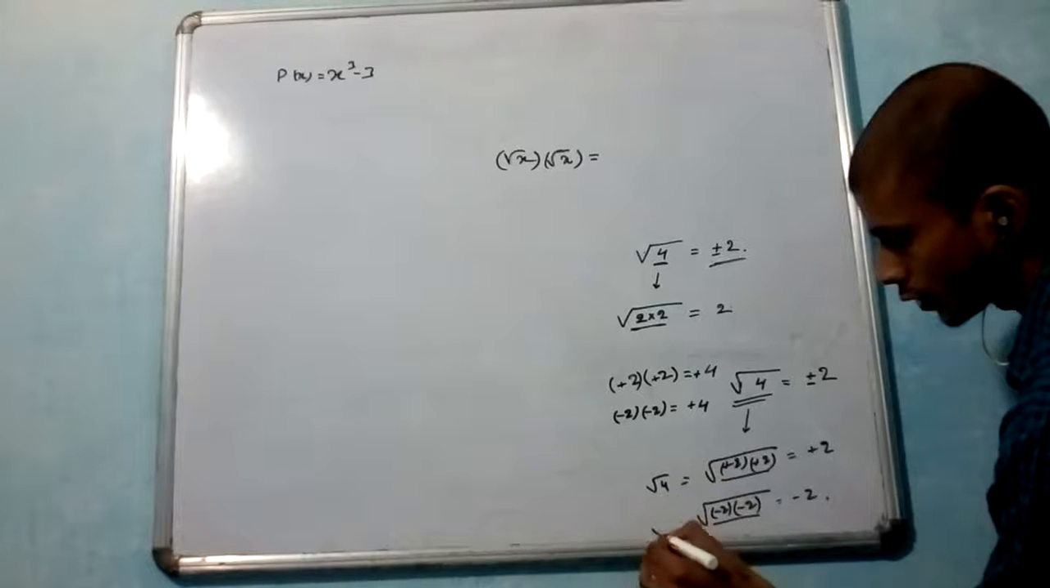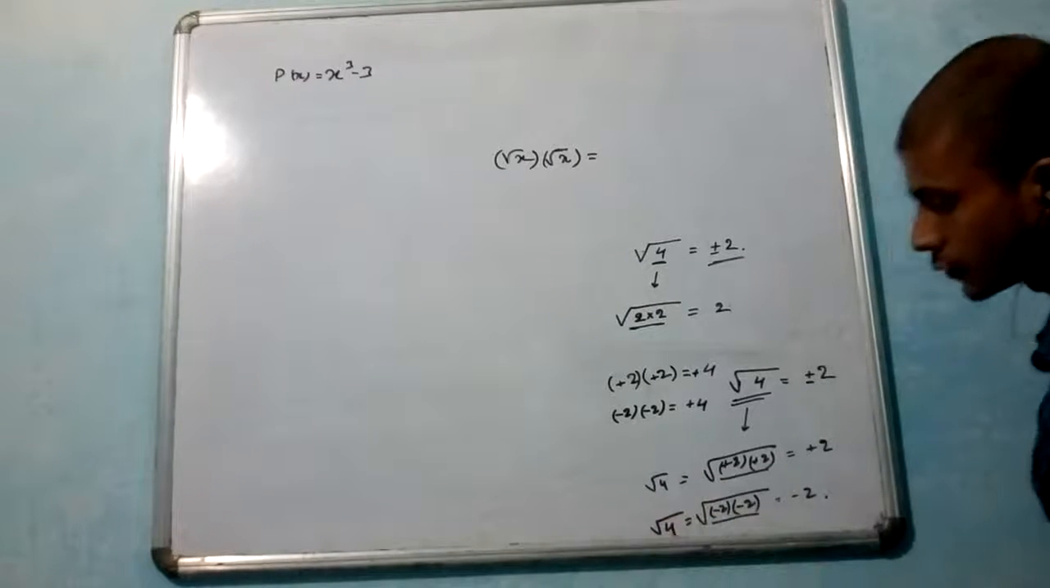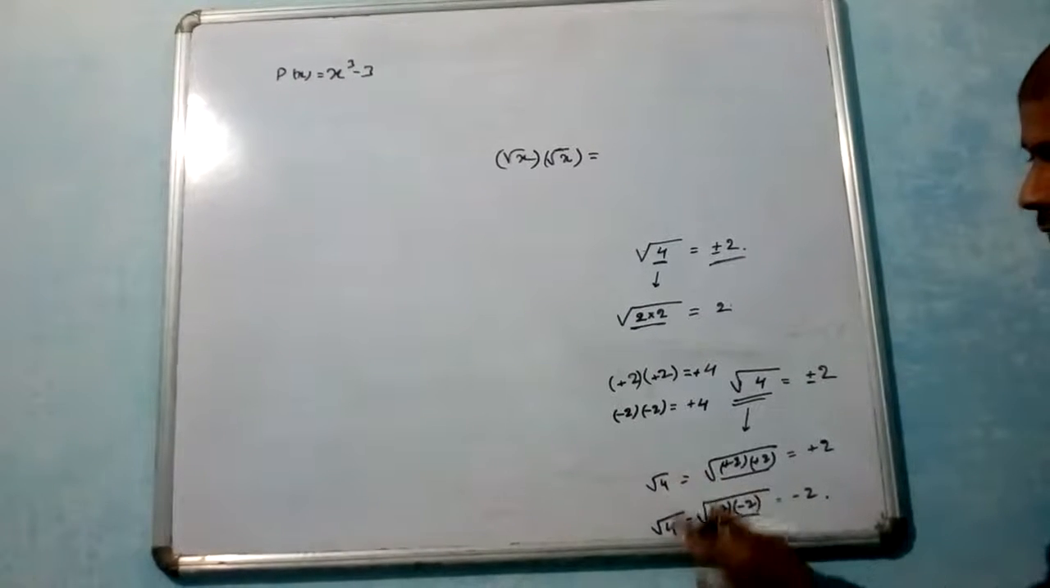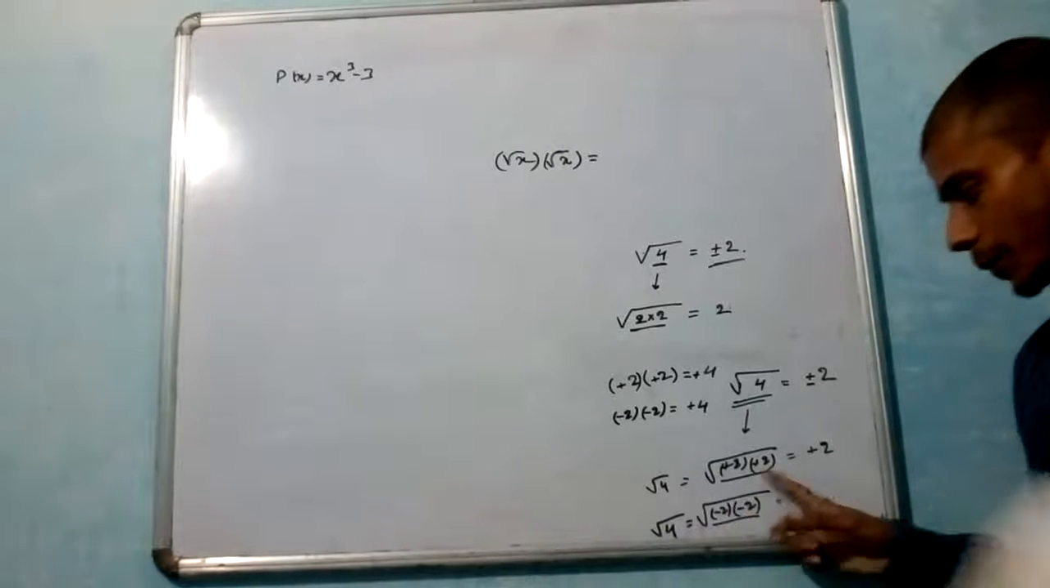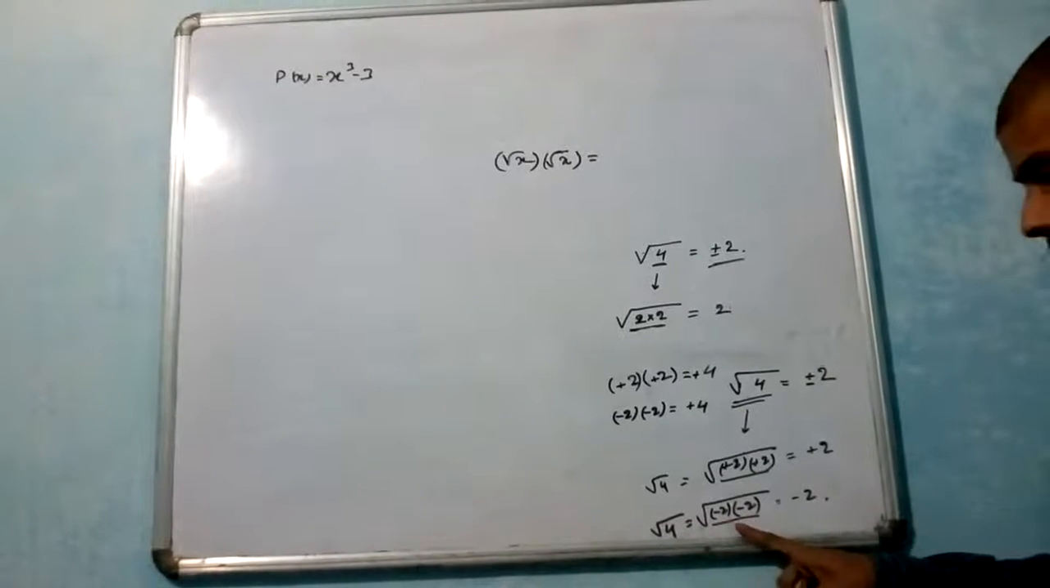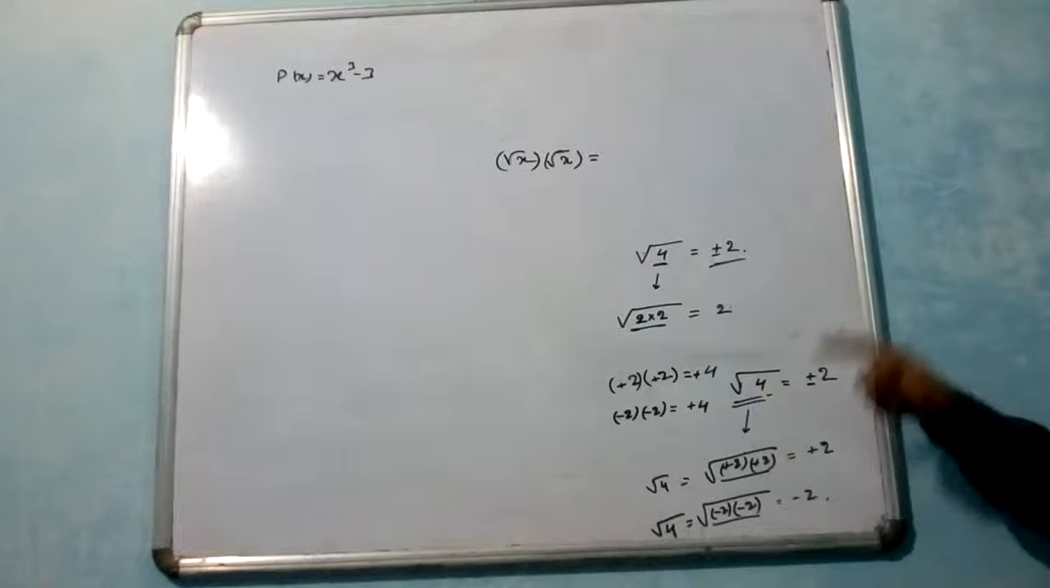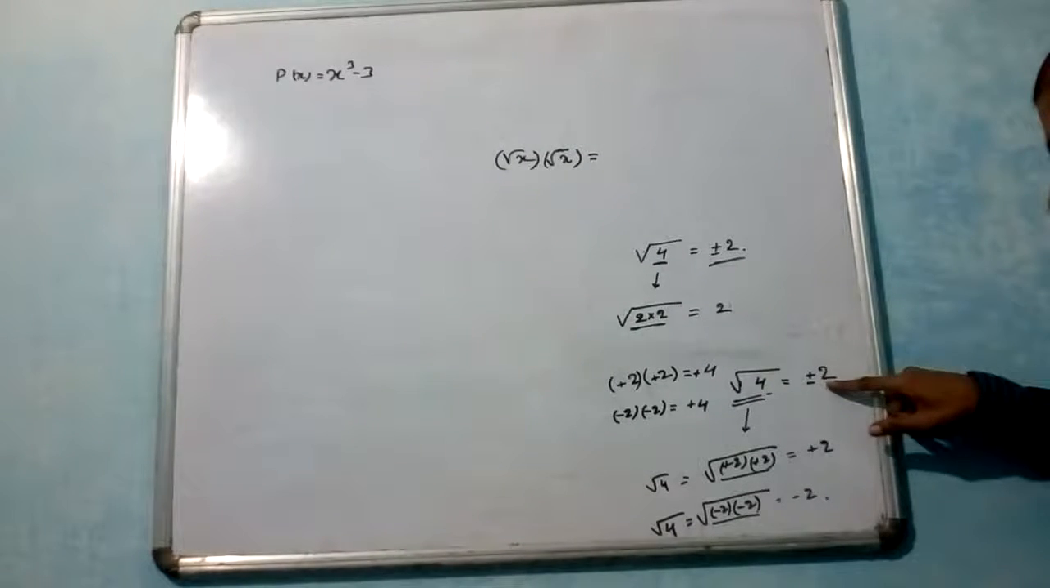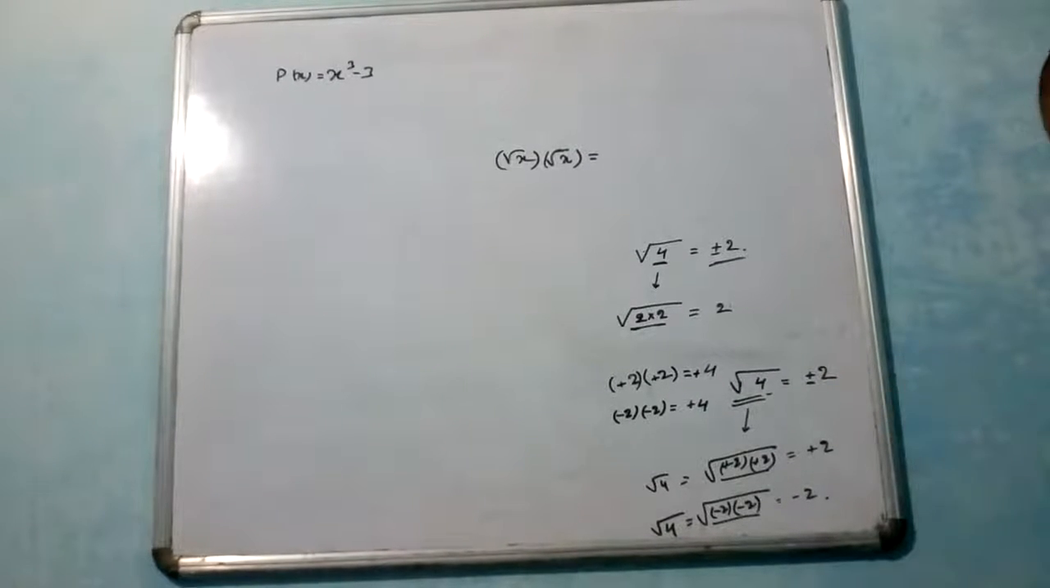Since we don't know whether this 4 is a multiplication of plus 2 and plus 2, or of minus 2 and minus 2, that's why we are telling that the possible two answers are plus 2 as well as minus 2. Is it clear? Clear, no? Or doubt?